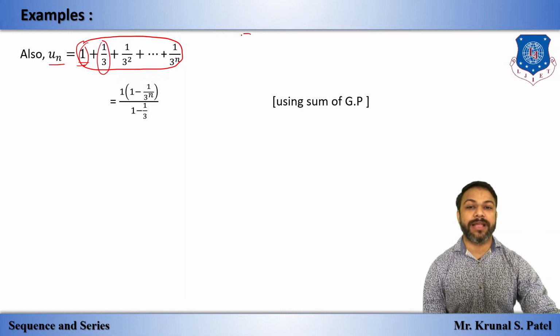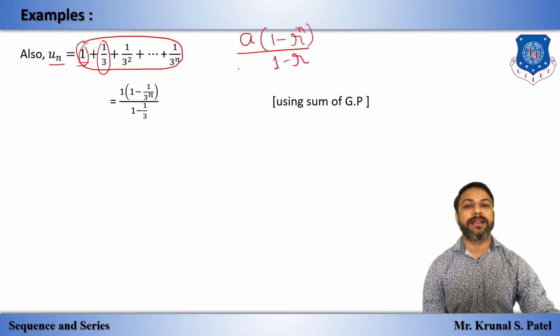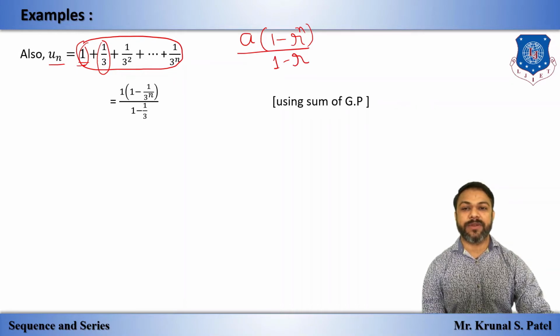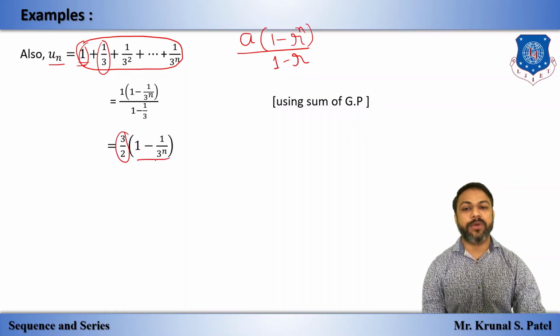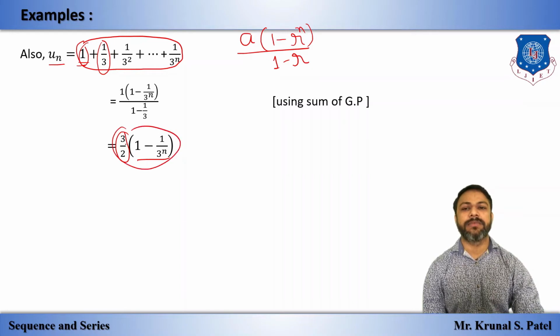So we have the formula for a finite series: a into 1 minus r raised to n upon 1 minus r. Here a is 1 and r is 1 by 3, so r raised to n is 1 by 3 raised to n. By simplifying, we have this. This is 3 by 2, which we can take outside, and we have this bracket.